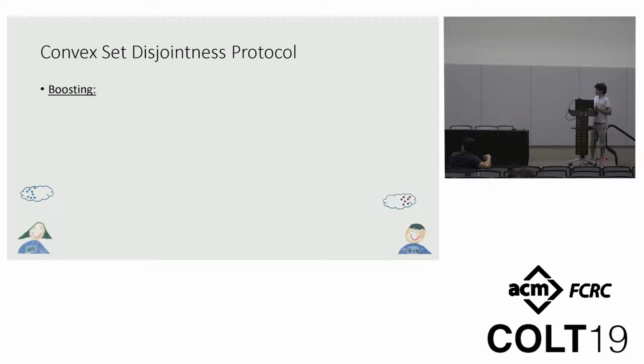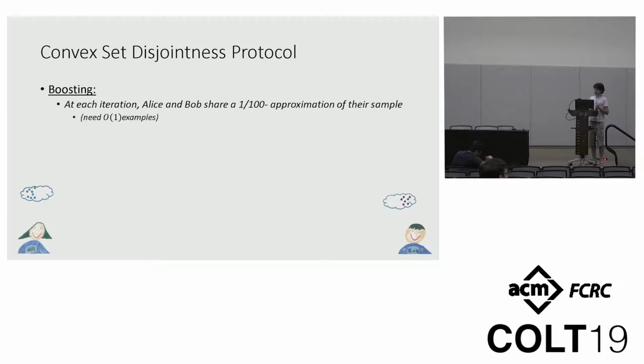So the main idea is basically to use the boosting algorithm. And it works like this. At each iteration, Alice and Bob are going to share a small set which approximates their sample. That means that if you find a good hypothesis on that class, it has a fixed error. So they are going to transmit that sample. And then once they observe this sample, they are going to use it to learn a weak learner, because they can learn a weak learner which is weak on both Alice's sample and Bob's sample.